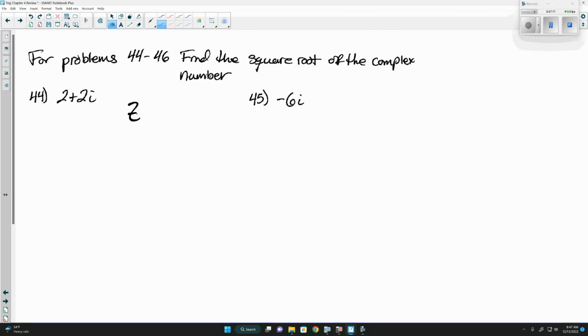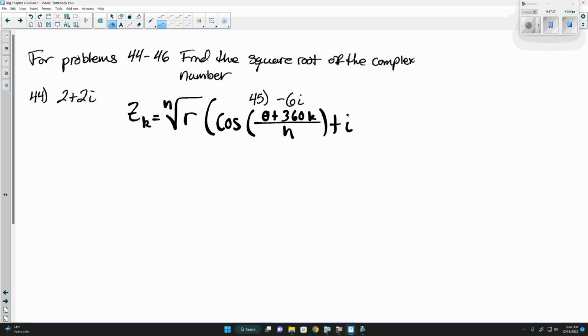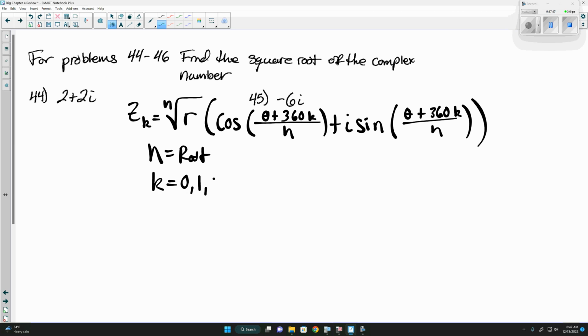Because z sub k is equal to the nth root of r cosine of theta plus 360k over n plus I sine of theta plus 360k over n, where n is our root and k is equal to 0, 1, 2, going up to n minus 1.